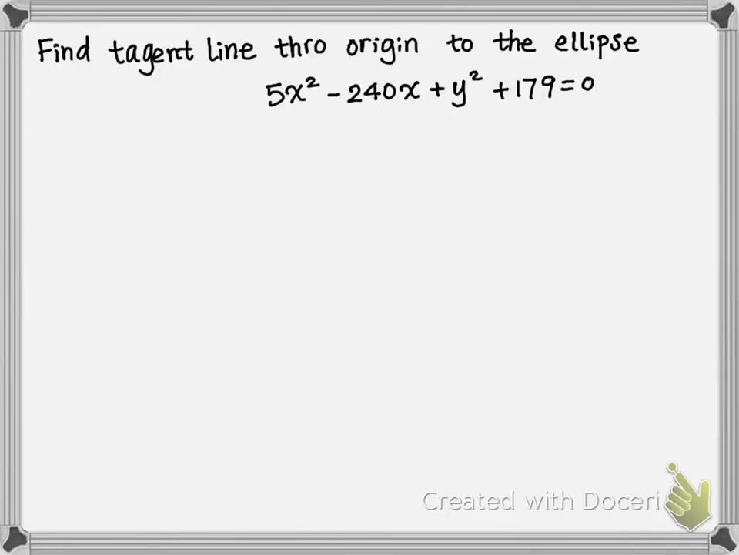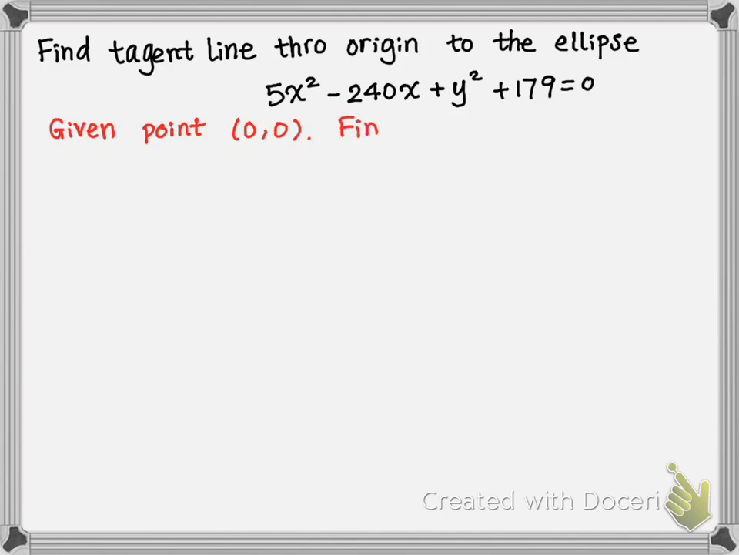We need to find the tangent line of the ellipse with the equation 5x squared minus 240x plus y squared plus 179 equals 0. And the tangent line must pass through the origin. So what it's telling us is that we're already given one point of the tangent line. It must pass through the origin.